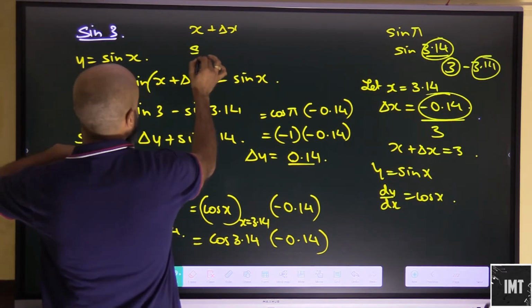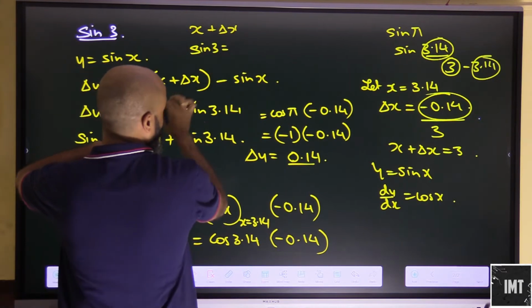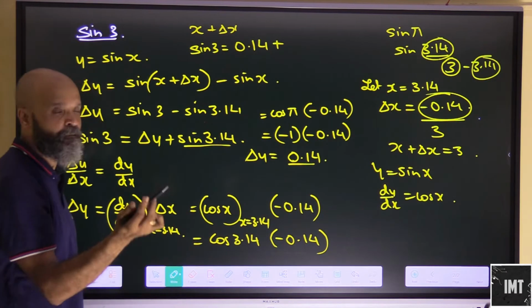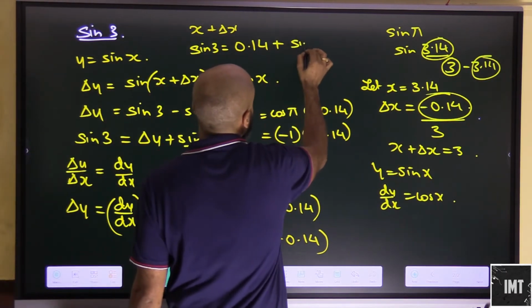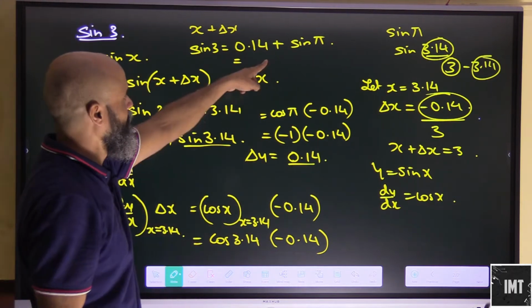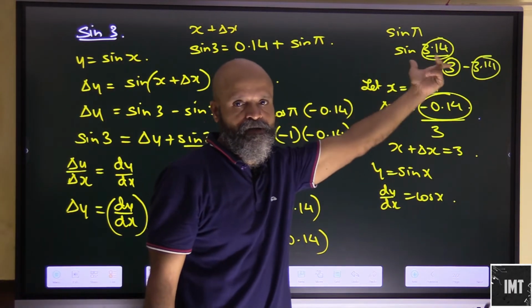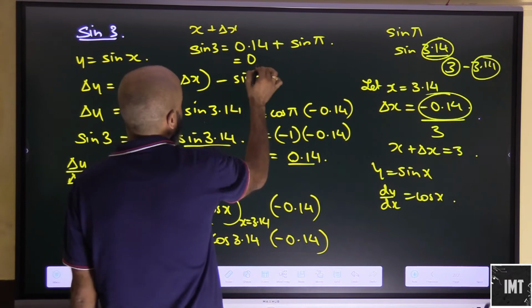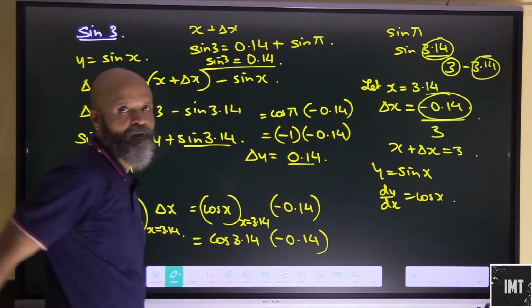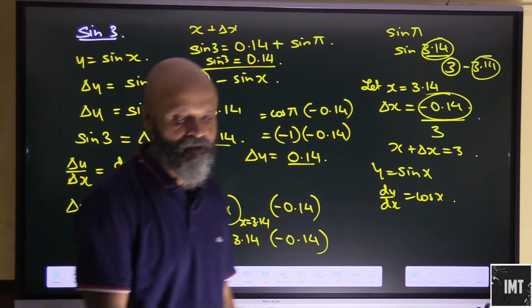So sine 3 will have a value of delta y, that is 0.14, plus sine of 3.14, that is sine of pi. Sine pi we know is 0, so 0.14 plus 0 is 0.14. So sine 3 will have a value of 0.14. That's how we are going to find out the value.